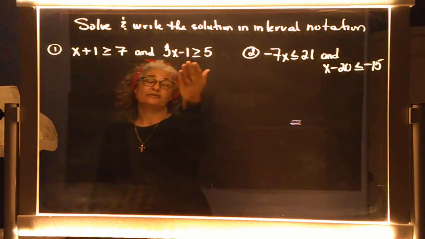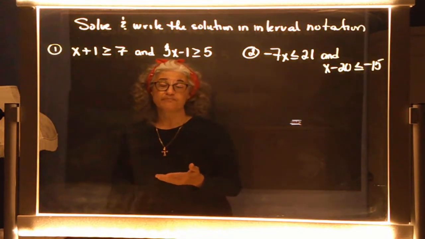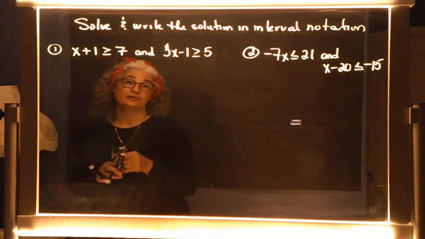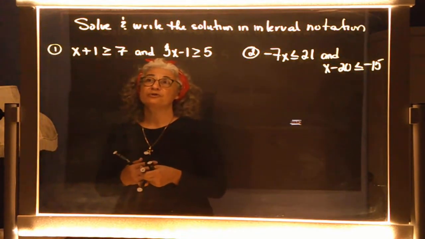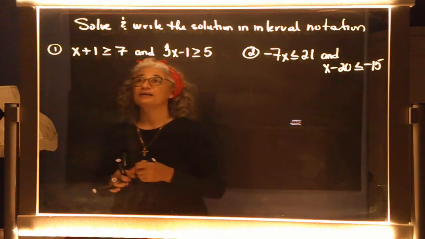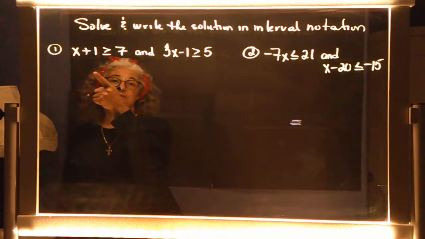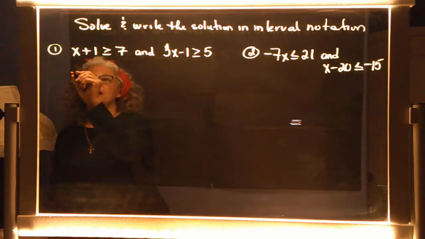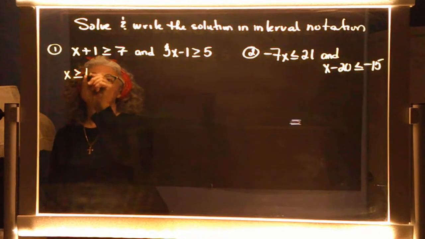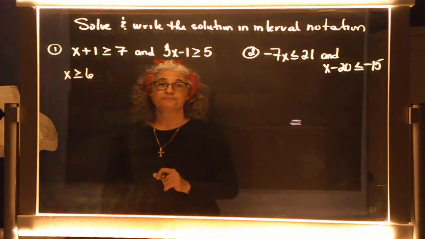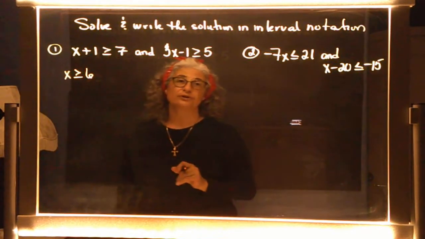Well, I know how to solve inequalities. Agreed? So let's look at this first one over here. X plus 1 greater than or equal to 7. Let's solve that. How are you going to solve this first one? Minus the 1 from both sides, so we end up with x greater than or equal to 6. Agreed?